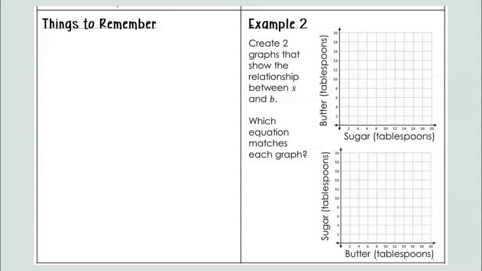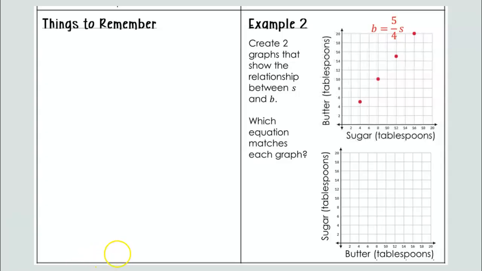Example 2, create 2 graphs that show the relationship between S and B. The first one shows sugar as our independent variable and butter as our dependent variable. So that is the second equation that we found. Over 4, up 5.